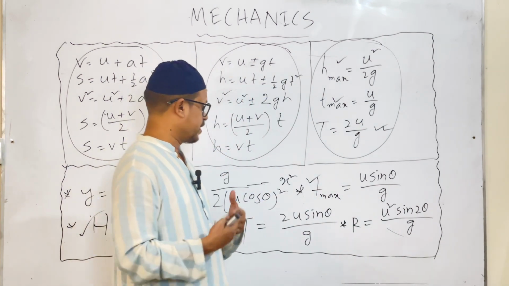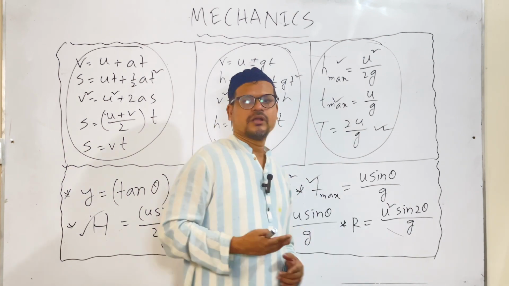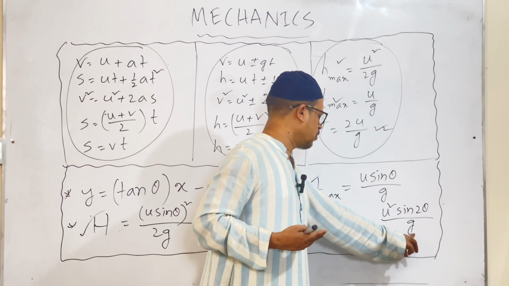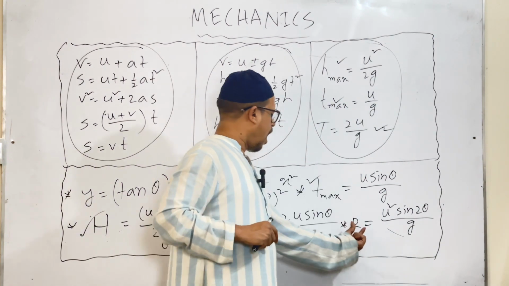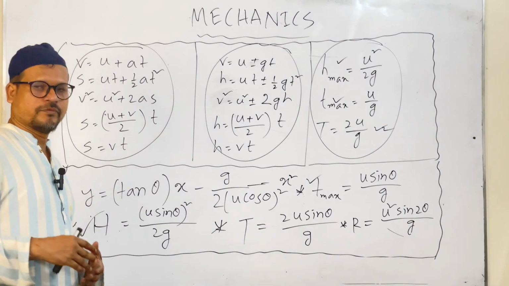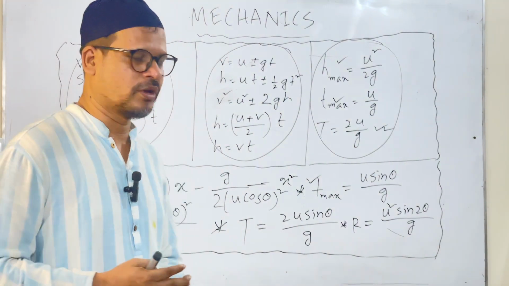And the maximum range is equal to u square sin 2 theta over g. Range equal to u square sin 2 theta over g, only g in the denominator. Try to understand here 2 theta. This is the maximum range, and it is a very important, essential formula.